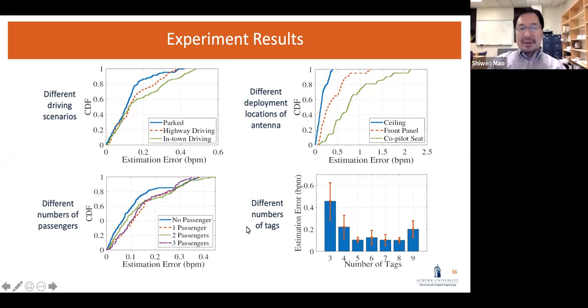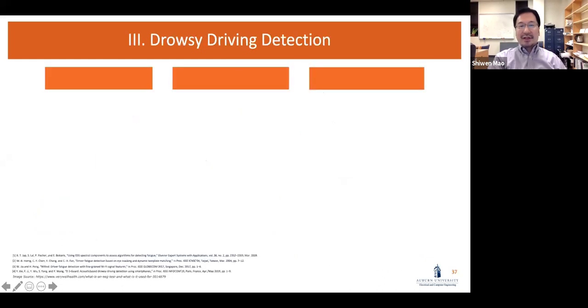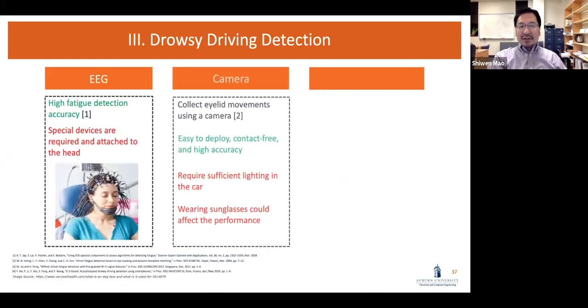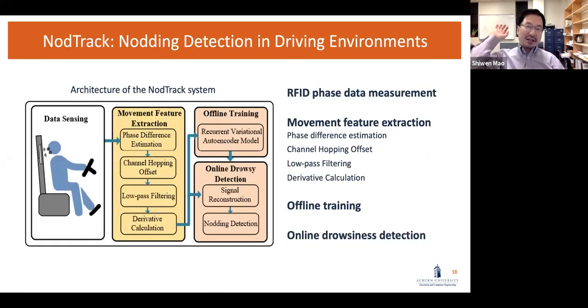Okay, so you can see, overall, we also tried a different number of passengers in the car. Overall, this technique is quite accurate. The next piece of work we tried is, I think we discussed this. We want to detect the nodding movement of the driver, which is indicative of his sleepy or fatigued state.